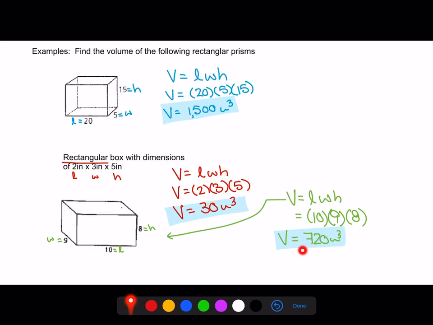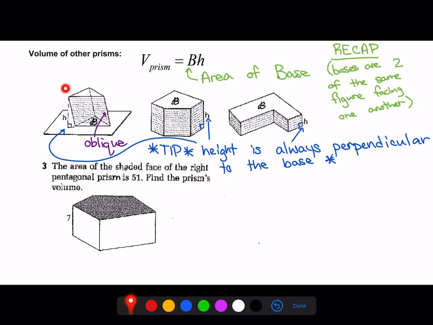So that's how we deal with rectangular prisms. Very straightforward. Just multiply length times width times height anytime that you have a rectangular prism. And again, I know that's a rectangular prism because our bases, the 2 shapes that are facing each other, are the same. Now that's going to change with the volume of other prisms slightly.